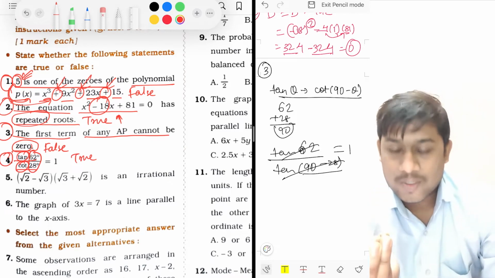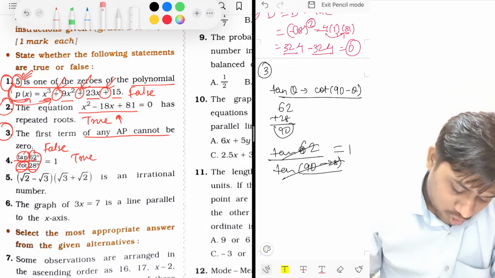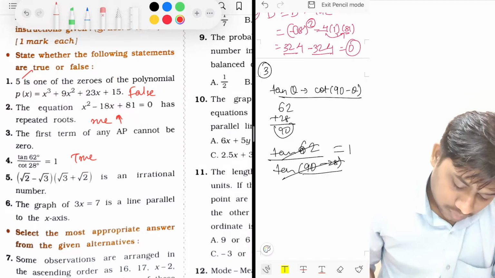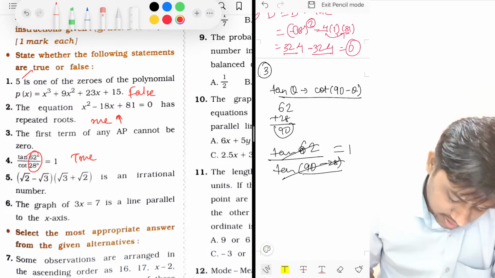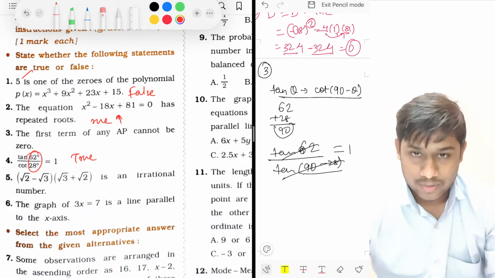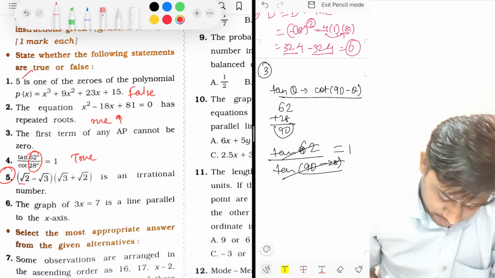The only thing I want to explain to you is, when you have this type of question, don't go for the complete solution. You just see, is the sum of these two angles 90? Yes, if it is 90, then do it. Now next, question number 5.